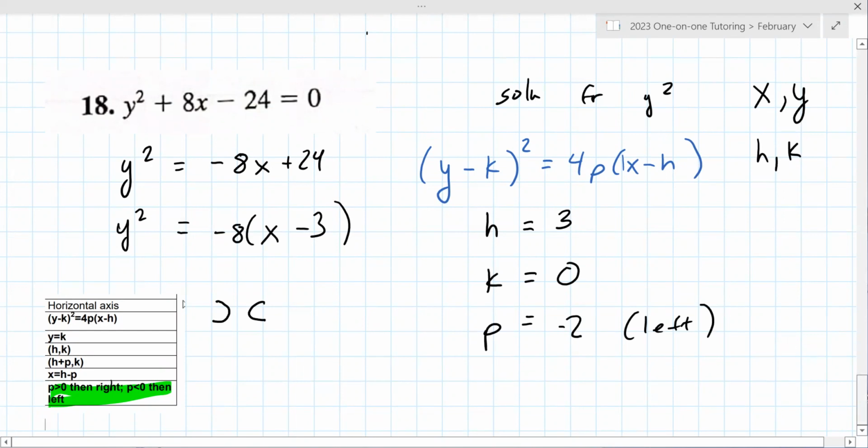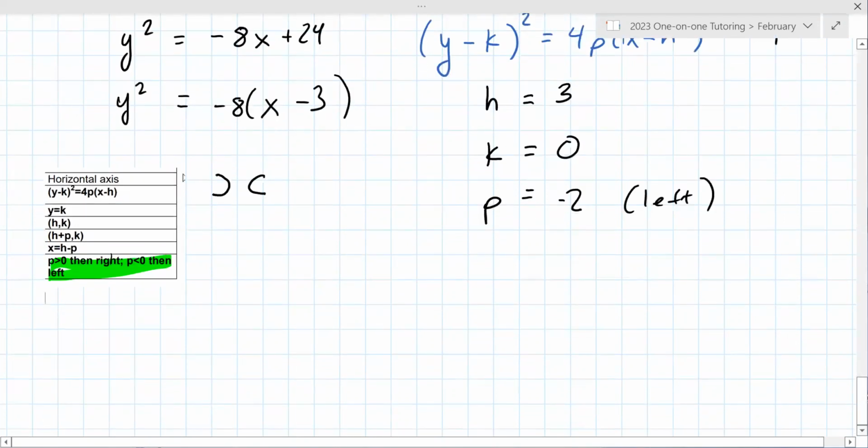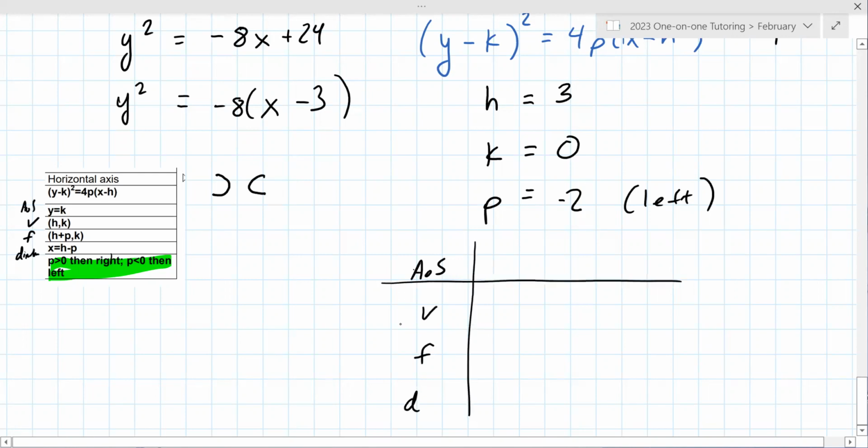So here's the equations. You've got H, K, and P. I want the axis of symmetry. So that's the first one. The vertex, focus, and then directrix. Give me those points, equations, whatnot here, please.